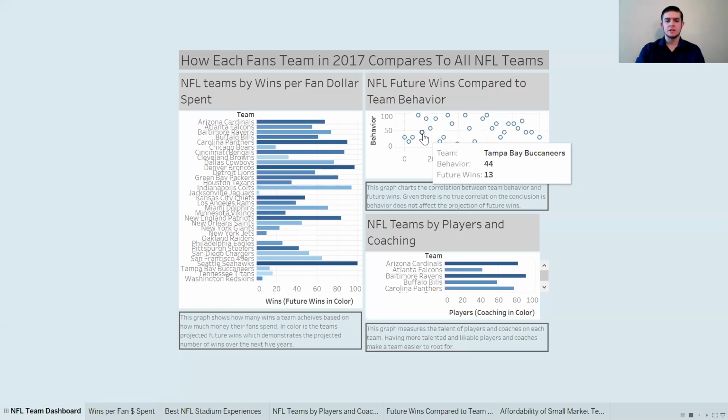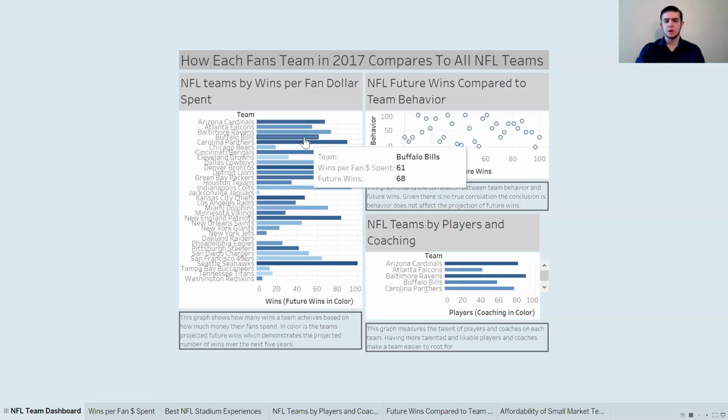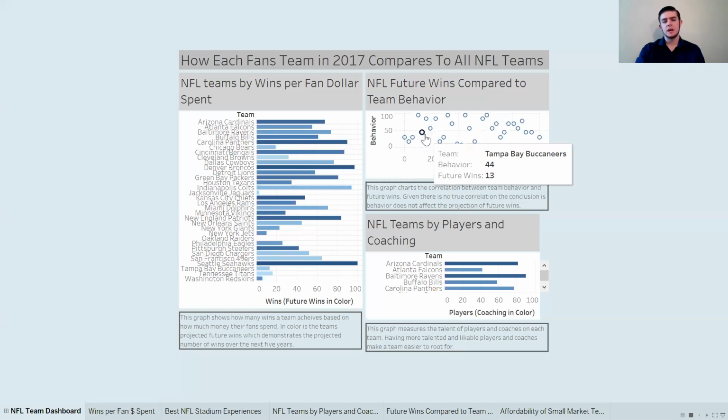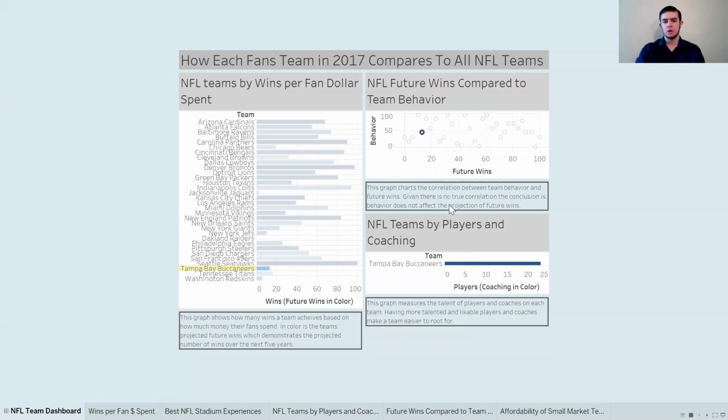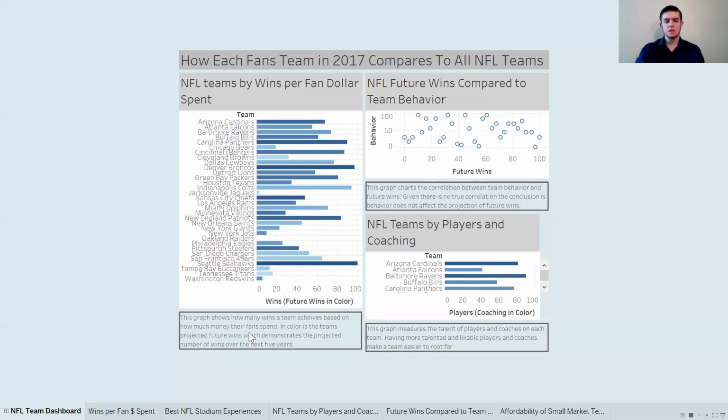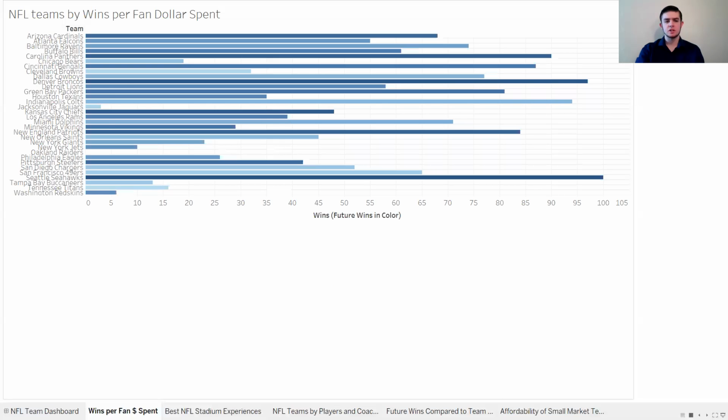Clicking any one of these teams here or in here will highlight it, and it will also filter the graph down below. So here, I just clicked on the Tampa Bay Buccaneers. Here's the highlight and then the filter here. Their coaching and players aren't all that highly rated, they're kind of middle of the pack for behavior and really low in future wins.